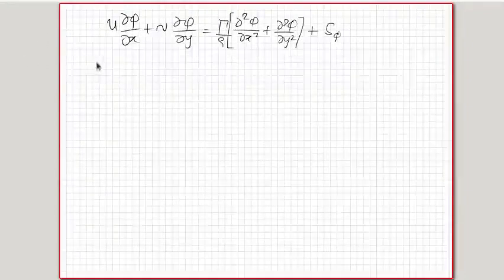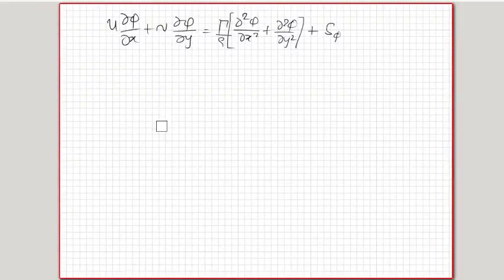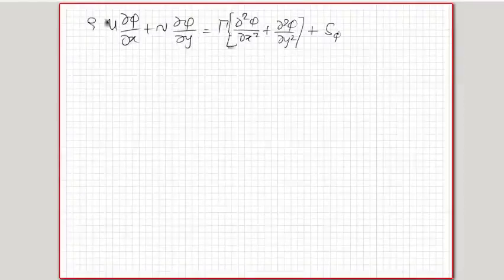Now on the left hand side, I would bring this rho here. If I bring it to the left hand side, we get rho u and rho v. The source term used to be S phi by rho, so when it comes to rho here, this is S phi. So this is the way we want to write the equation.